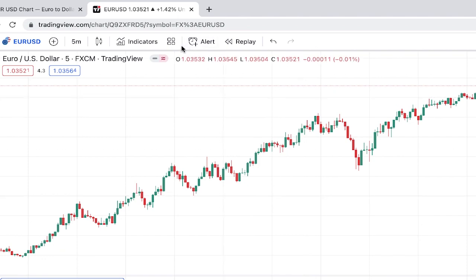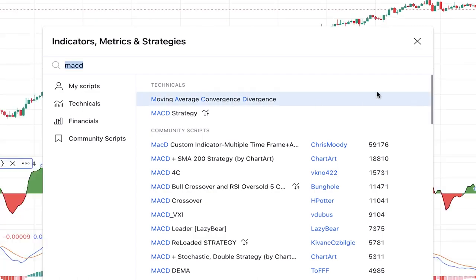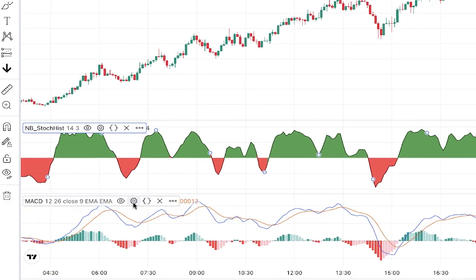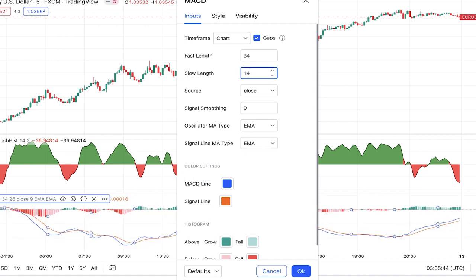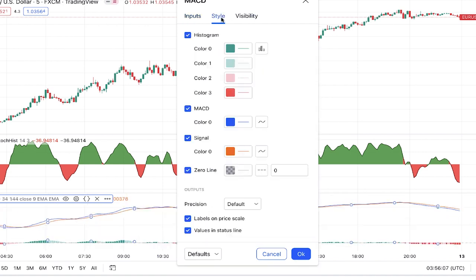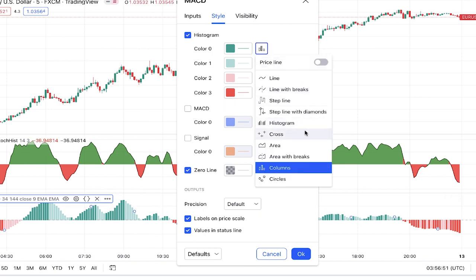The next indicator that we want to add is MACD, moving average convergence divergence, this one. And we must change its settings. Here in the inputs tab, for the fast length we set it at 34, and for the slow length we set it at 144. Then in the style tab we uncheck MACD line and signal line, because in this scalping strategy we only need MACD histogram. And let's make the appearance of our histogram as area.